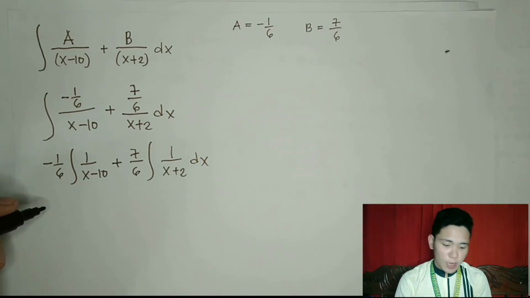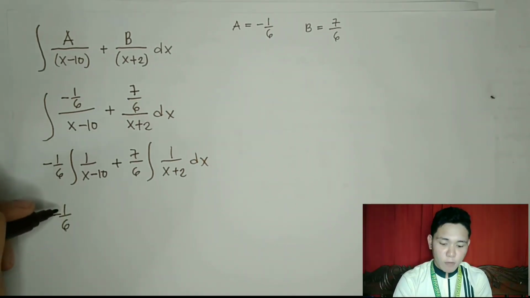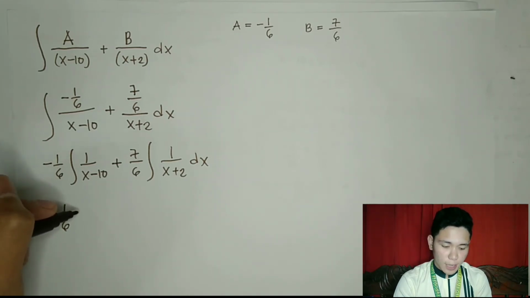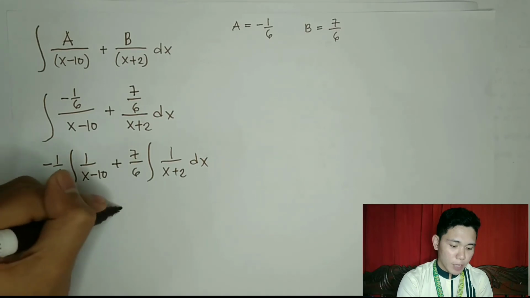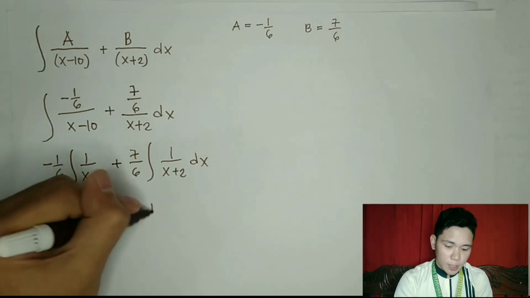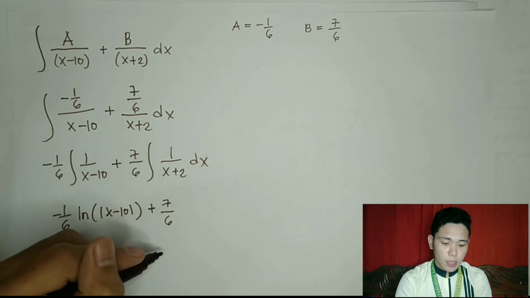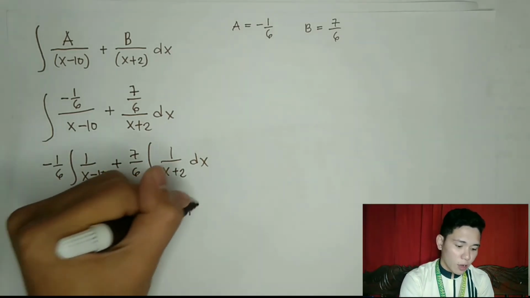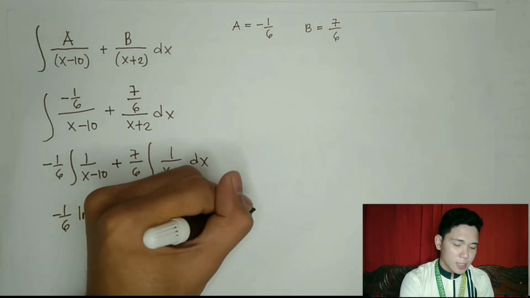And then simplify, we have negative 1 over 6. The integral of 1 over (x − 10) is simply the natural log of the absolute value of x − 10, plus 7 over 6. And then the integral of 1 over (x + 2) is simply the natural log of the absolute value of x + 2, then plus C.